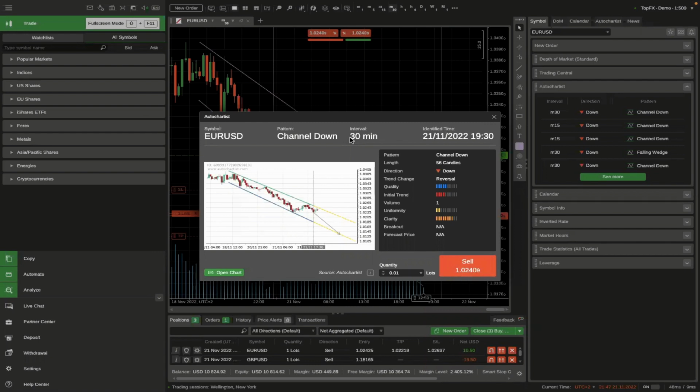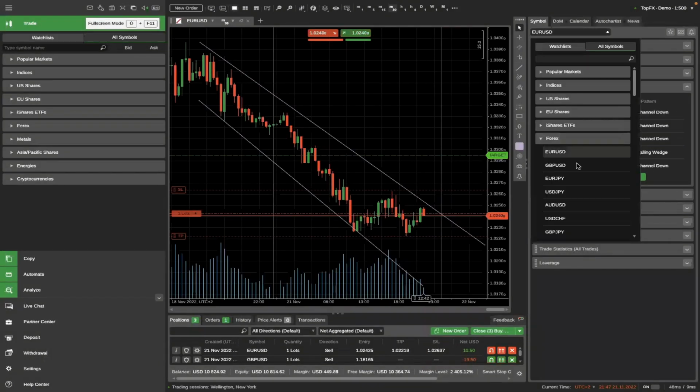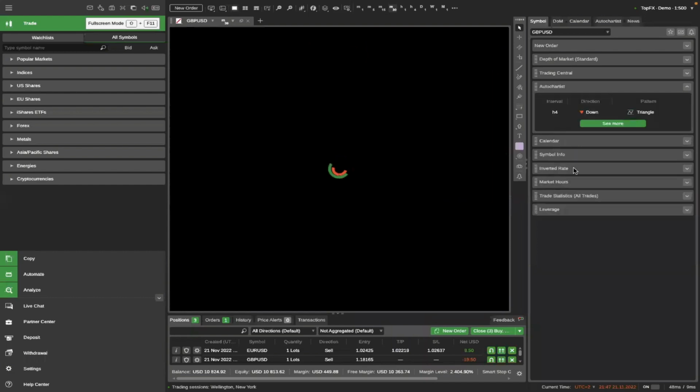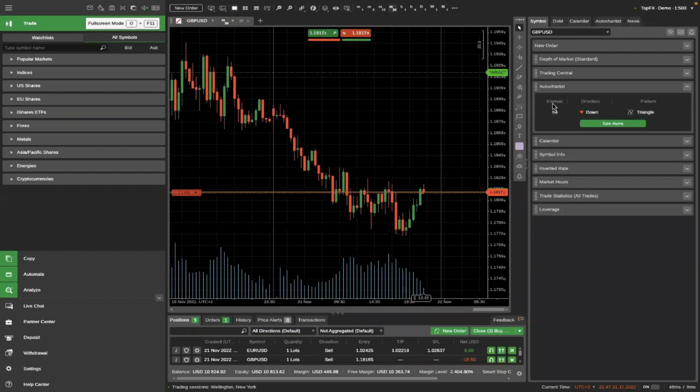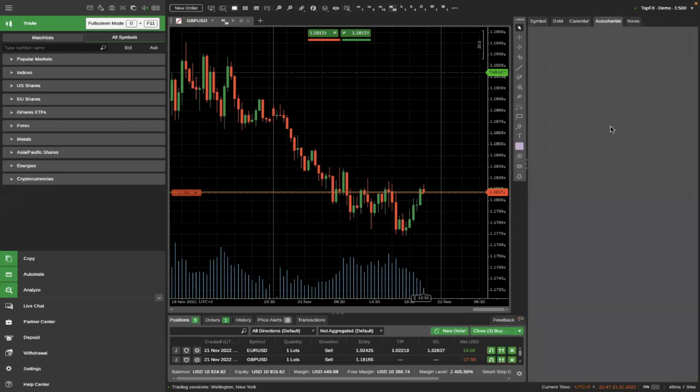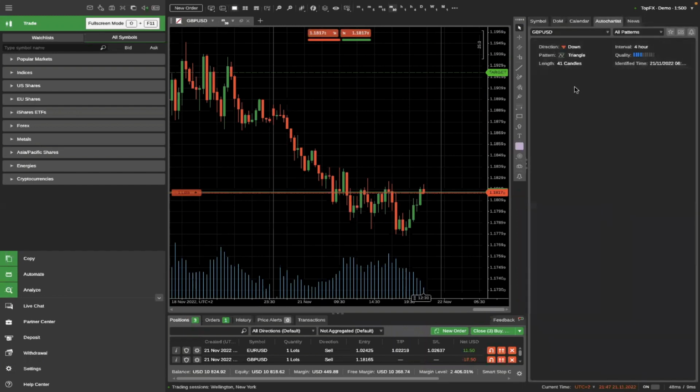cTrader. So right now, I'm going to show you another pattern identified on, I think it was the British pound. There you go. This is the British pound. And as you can see, there's a completely different time interval. There is a 4-hour time interval. If you click on see more, you can have all of the characteristics of this pattern, directions to the downside. The pattern is a triangle made of 41 candles on the 4-hour time frame. Quality is 5 out of 10, and this pattern was identified at 6 o'clock in the morning.